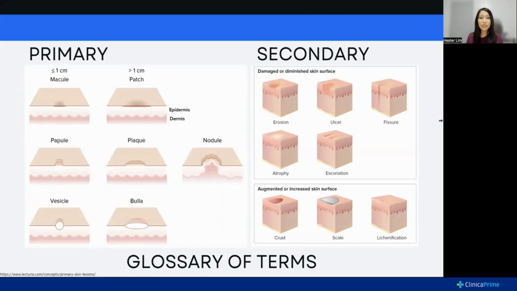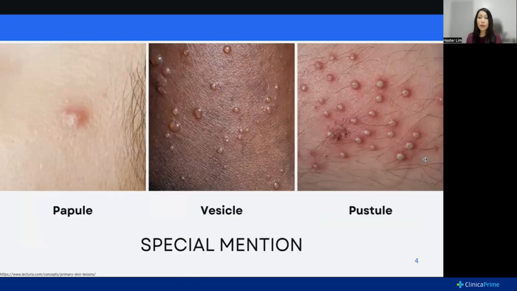So I'll be sharing this slide showing the various terms that we often use in dermatology to describe the morphology of a rash. So you can see macules and patches, papules, plaques, nodules, vesicles, and bullae, as well as the various secondary morphologic changes we often describe in dermatology. But of special mention, I will be repeatedly using the terms papule, which is used to describe a small, palpable elevation within the skin, vesicles, which means there is fluid in these elevations, and pustules, meaning these are pus-filled.